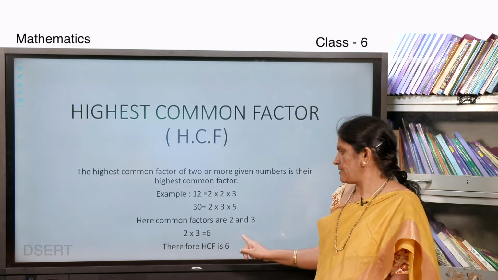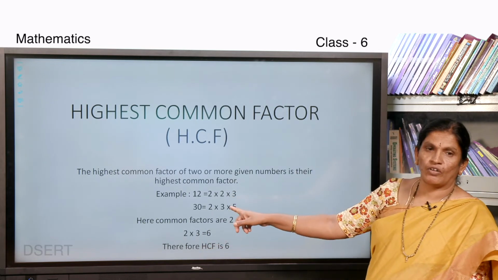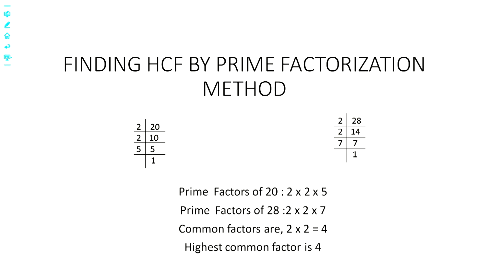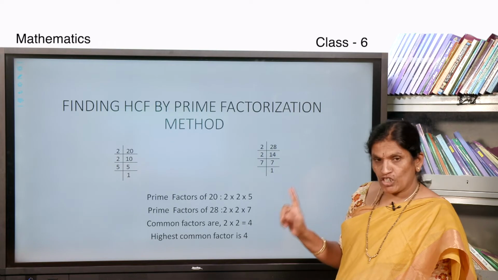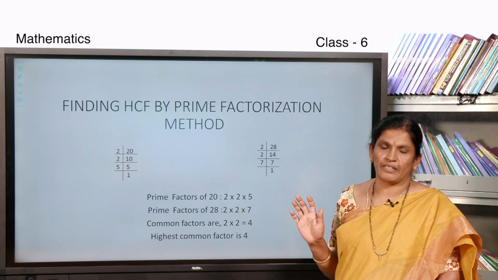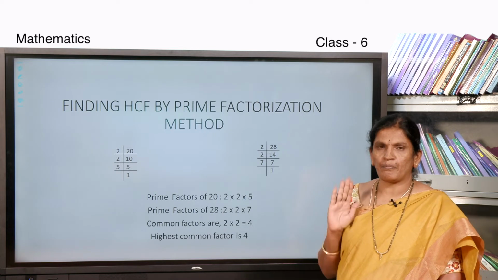2 into 3 is 6. Therefore, HCF of 12 and 30 is 6. Now, finding the HCF by prime factorization method. If they ask you to find the HCF by prime factorization method, you need to use only prime numbers.